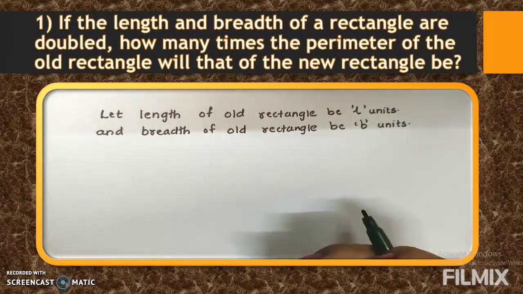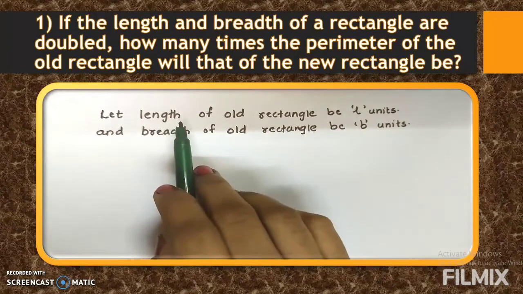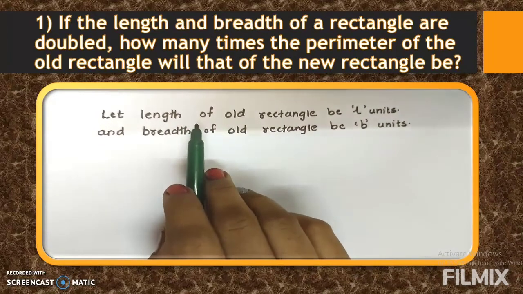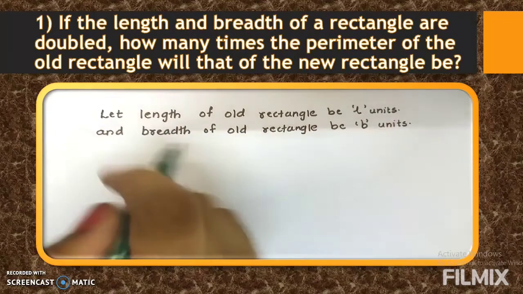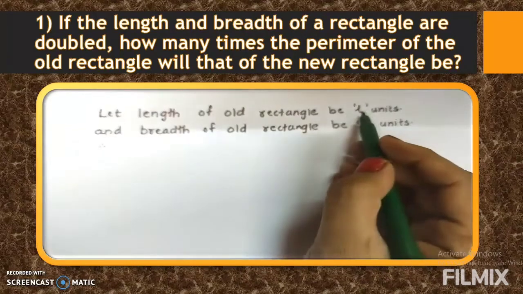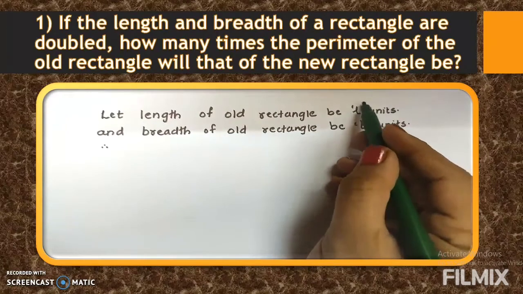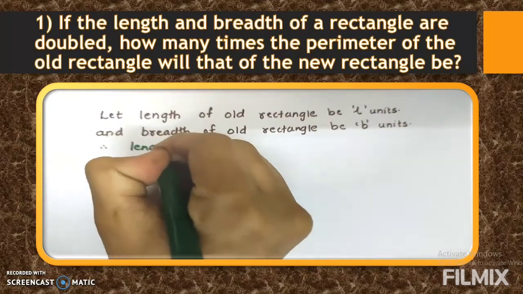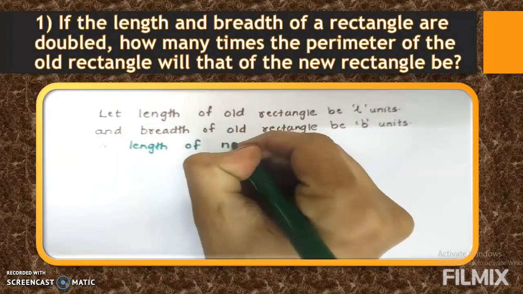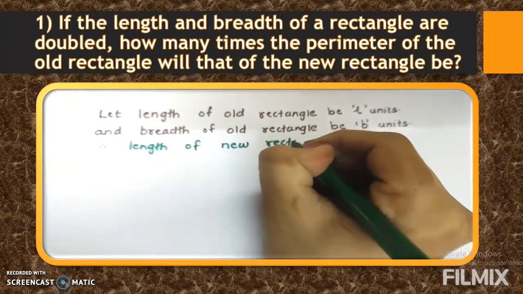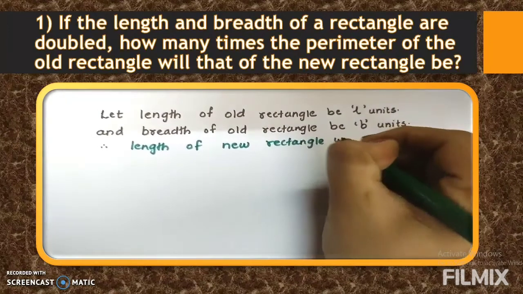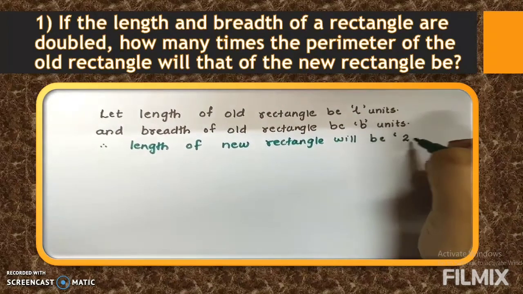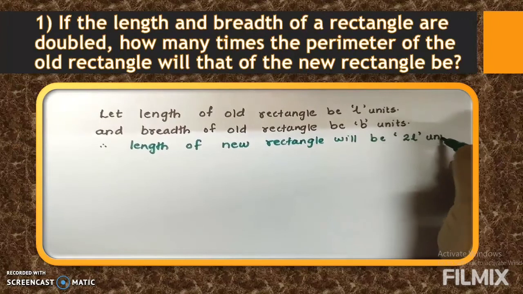Now they had given one new rectangle and they are asking that if the length and breadth of the rectangle is doubled. So now we will write statements for the new rectangle. Same way we will write. Now as length of old is L, so new will be double of it. So double of L will be 2L. So we will write therefore length of new rectangle will be. So as old is L, so new will be double of it, so 2L units.